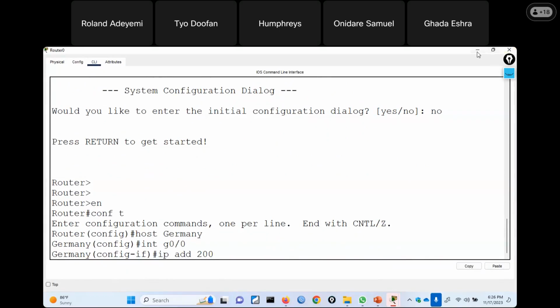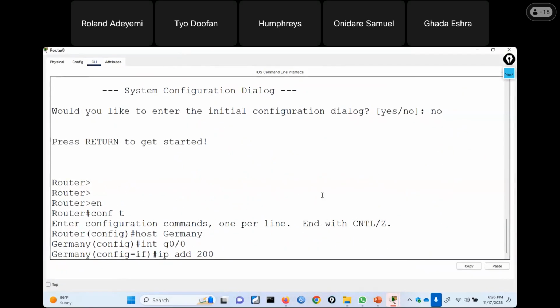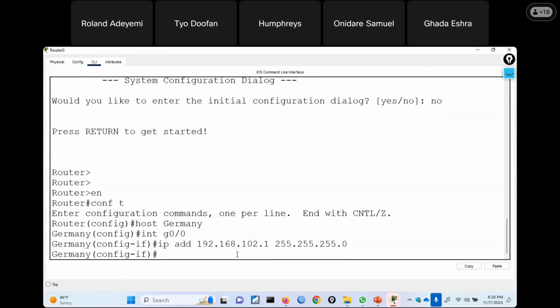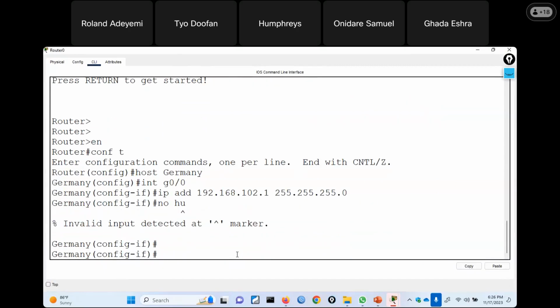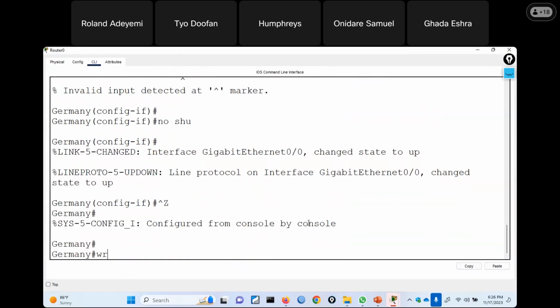So let's name this router Germany. Is it 200 or 192? I think it's 192, sorry. 192.168.102. I want to use the first IP address. And then activate the interface, no shutdown. So I'm done with this router and save my configuration.